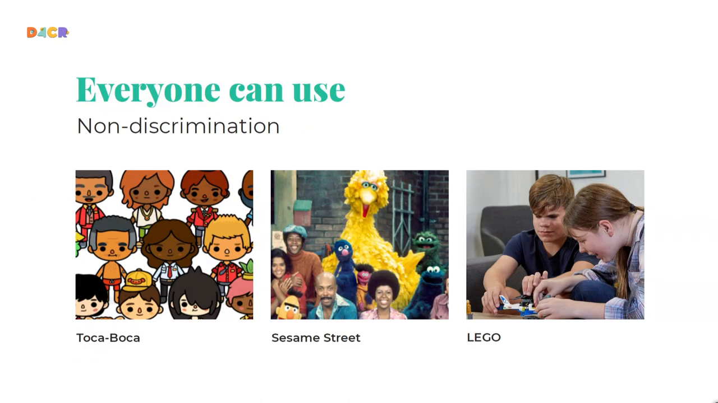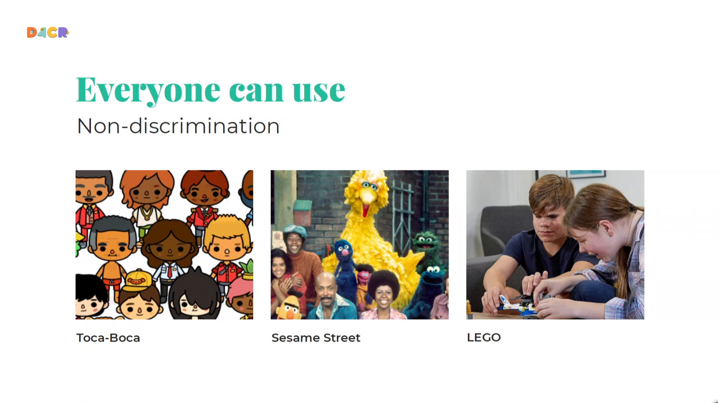So let me give you a couple of examples of what this design guide is made out of. It has 10 key principles, the first one of which is everyone can use, which is about the right of non-discrimination and diversity. And there's three examples of companies that make really good use of this principle. The first one is Toca Boca, which is part of our community. They are creating digital games for children, and they take care that every child can design a character that represents who they are or who they want to be, no matter of sexuality or race or religion.